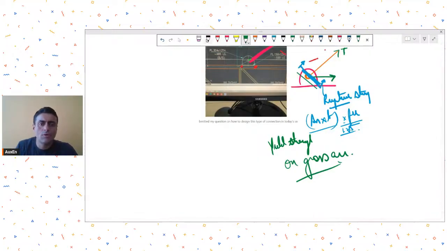Then further, the tension force is like this, and you are going to do the welding over here to the member. If you are doing it as per the Indian standard, you divide this into components. So this is T cos theta and T sine theta. Now let's check our welds for T sine theta. T sine theta will generate a stress perpendicular to this weld length.